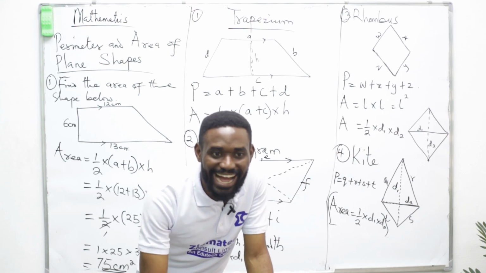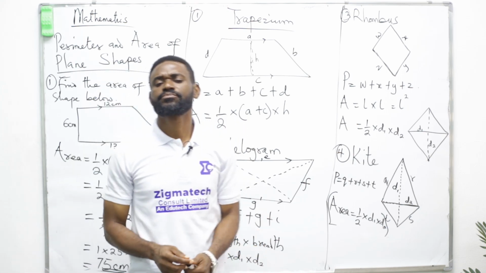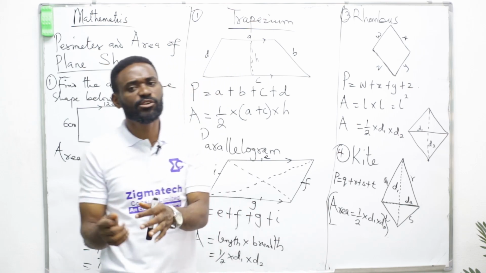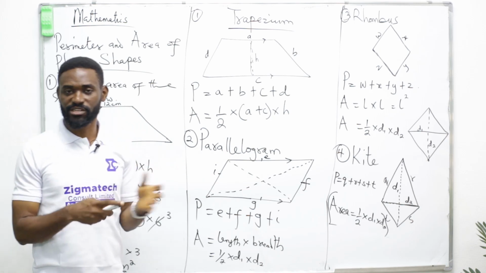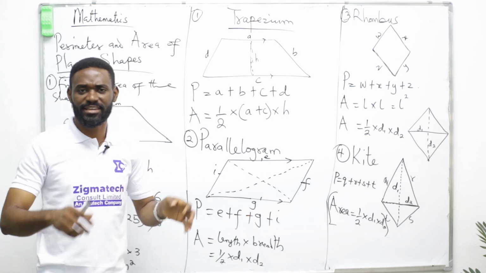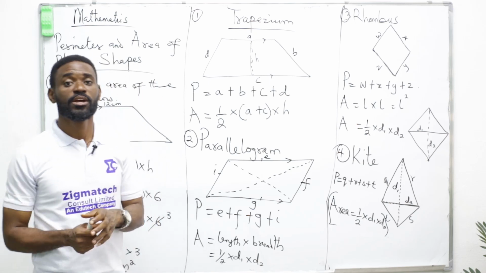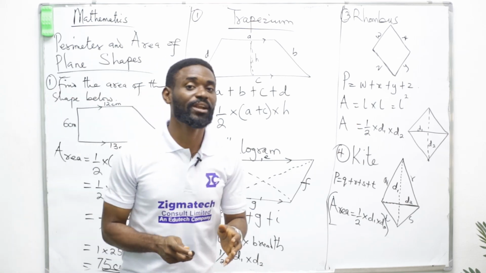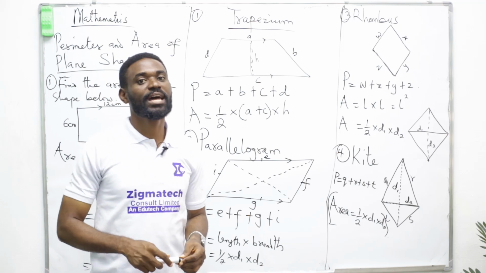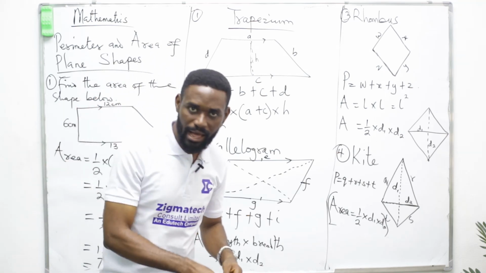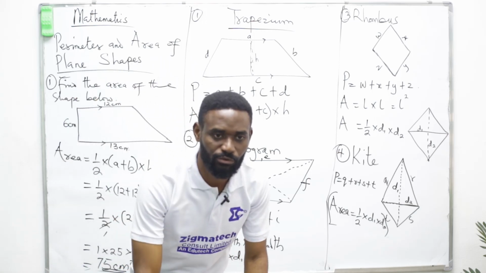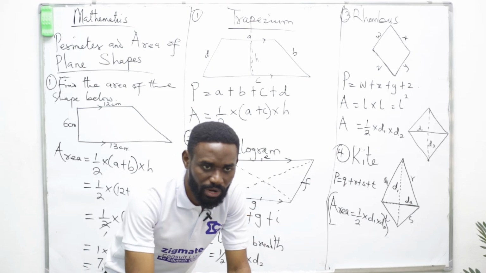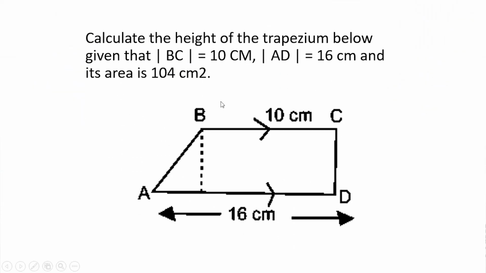Okay, they say calculate the height. Now it is possible that they can ask you, you have the formula of the area of a trapezium, area of a rectangle, area of anything, area of a circle, area of a triangle. They may ask you to find other quantities or other variables in that formula, okay? So it is just for you to know how to make some things subject of formula and know what to do from there. So they say calculate the height of the trapezium below.